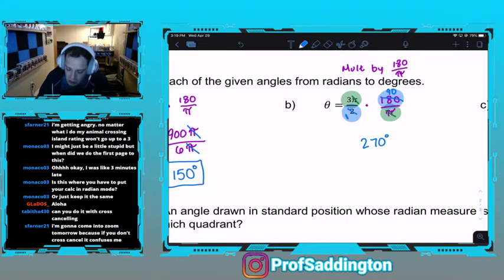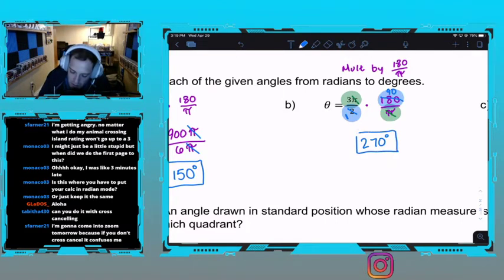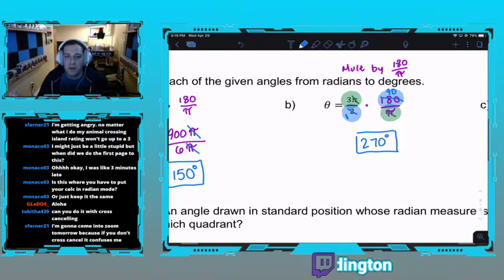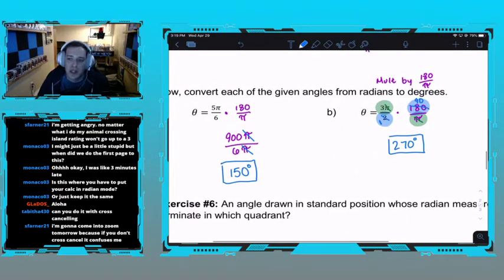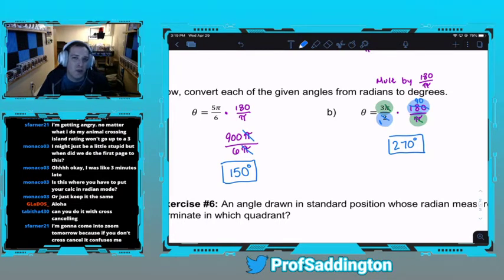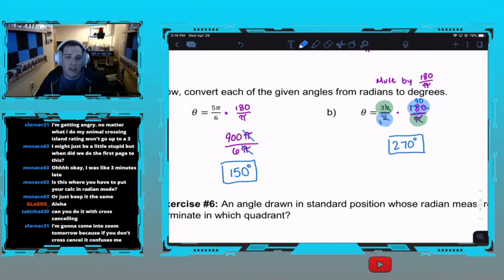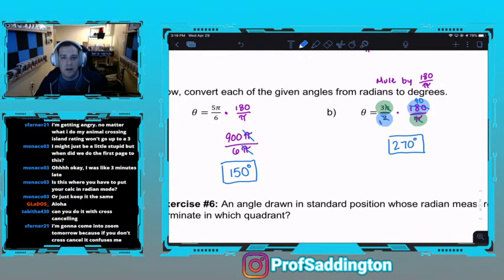So if you prefer cross-canceling, you are more than welcome to do that. That is the preferred method. The first one, I just did it as if you were doing it with the calculator because I know some of you can't do a lot of the math off the top of your head. So either way is acceptable. I don't care which method you use. Okay?